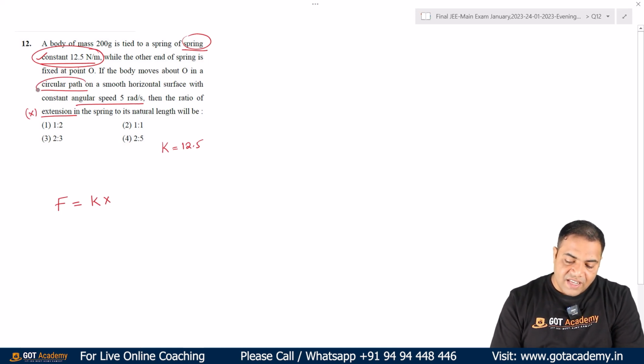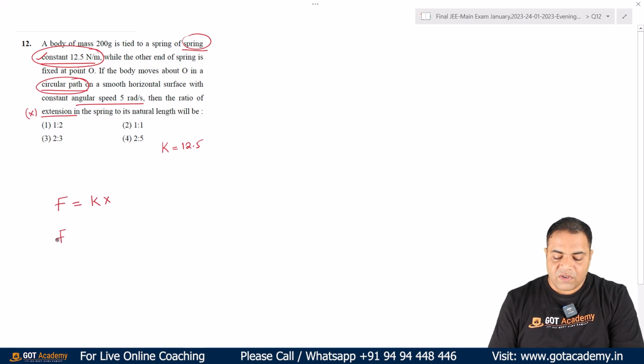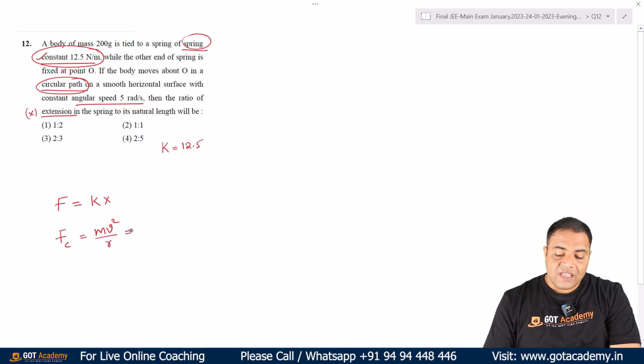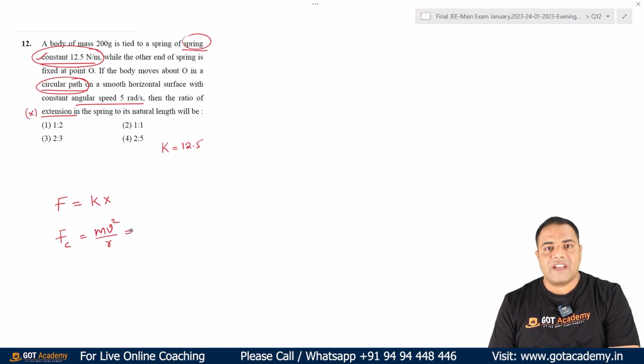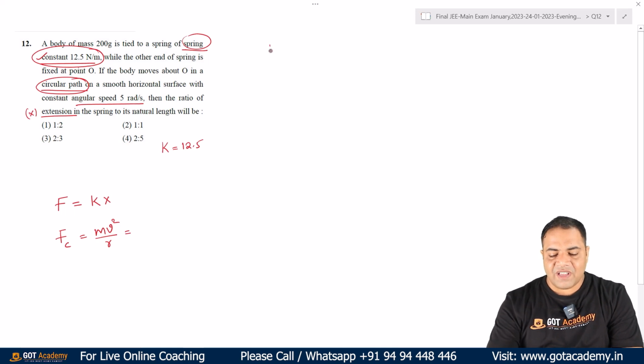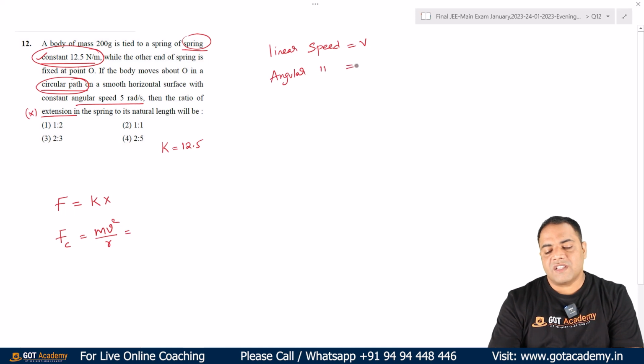since it is rotating in a circular path, you could say that the other force is centripetal force, which is mv square by r. But the problem is that, if you look at the question, it was mentioned that there is an angular speed of 5 radians per second. He did not tell you it is a linear speed. Linear speed means its symbol is v. So whenever he tells you that it is an angular speed, you have to say it is omega.